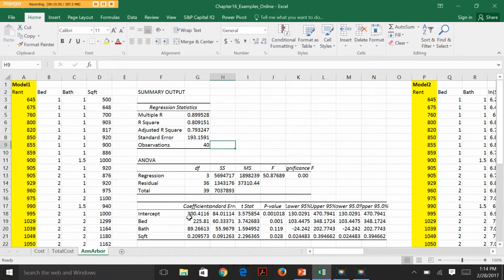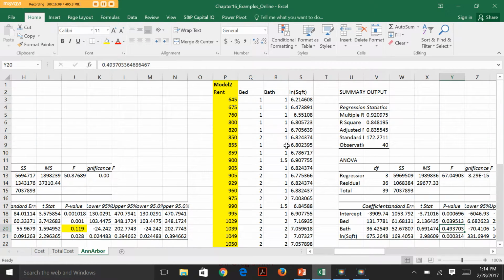Back in Excel, start with the first model. I just ran the regular regression, and we got a model that had an adjusted R-squared of about 79. It's significant, and all its variables were significant except for bath. Remember that, bath is not significant, but it is significant by itself.